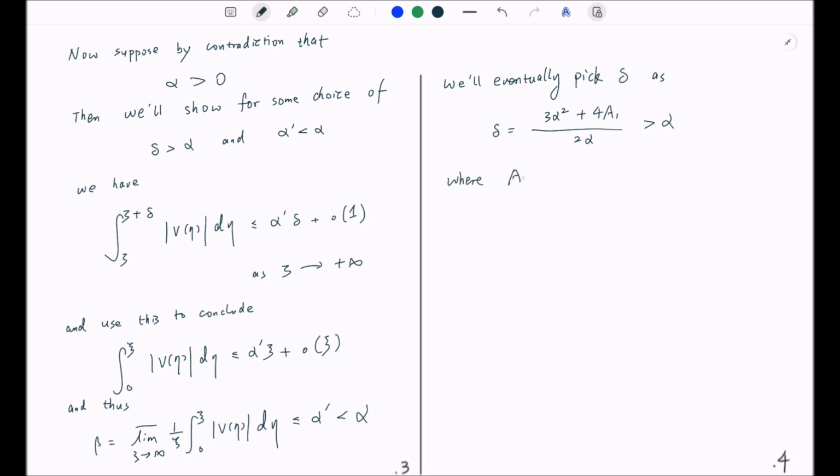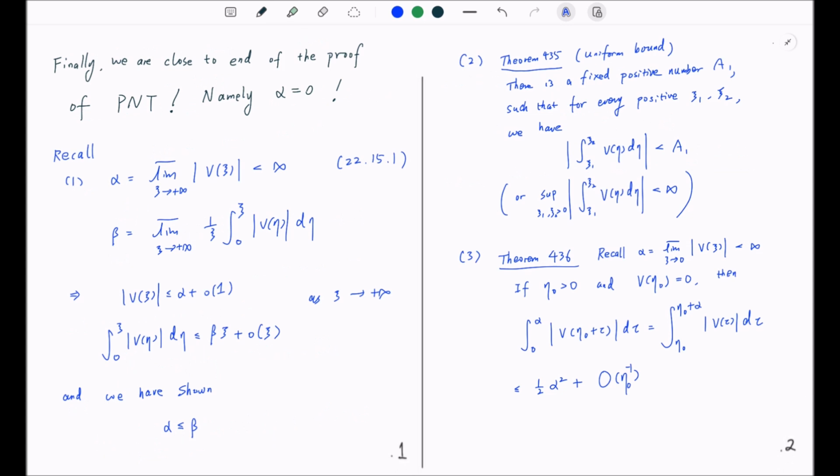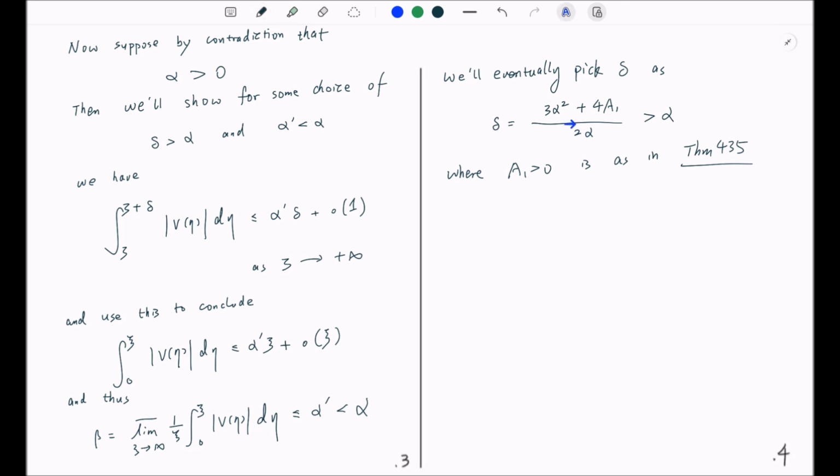where a1 is a positive constant, as in theorem 435, which is a uniform bound for all such integrals. This a1 is an absolute constant. But the reason for this choice will be only fully revealed in the end. From the beginning, you can just assume there is some delta bigger than alpha, ignoring its specific definition.